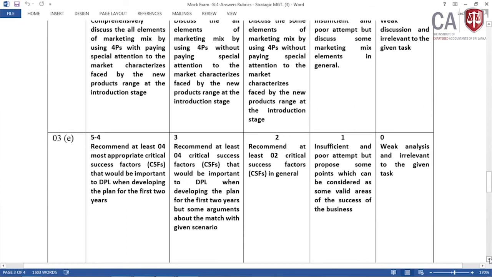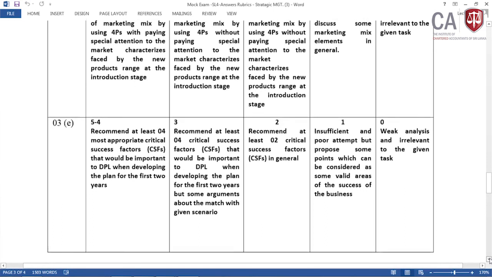5 to 4 marks: recommend at least 4 most appropriate critical success factors that would be important when developing the plan for the first 2 years. Third, recommend at least 4 critical success factors that would be important when developing the plan for the first 2 years, but there is some argument about the match with the given scenario, not matching properly. 2 marks: recommend at least 2 critical success factors in general, only 2. 1: insufficient and poor attempt but propose some points which can be considered as valid areas of the success of the business. 0: weak analysis and irrelevant to the given task.